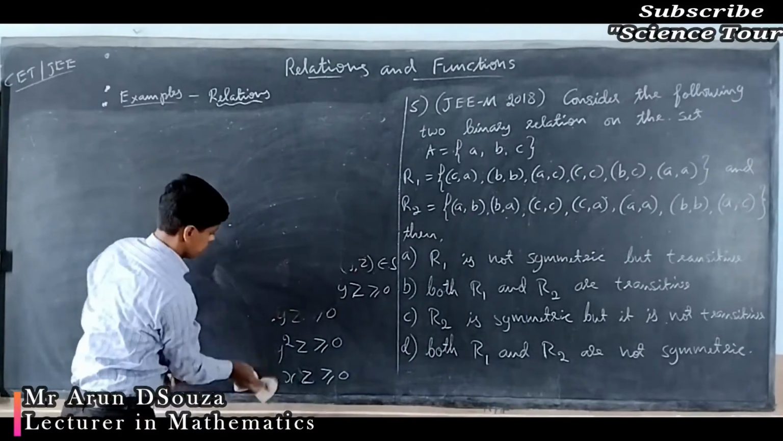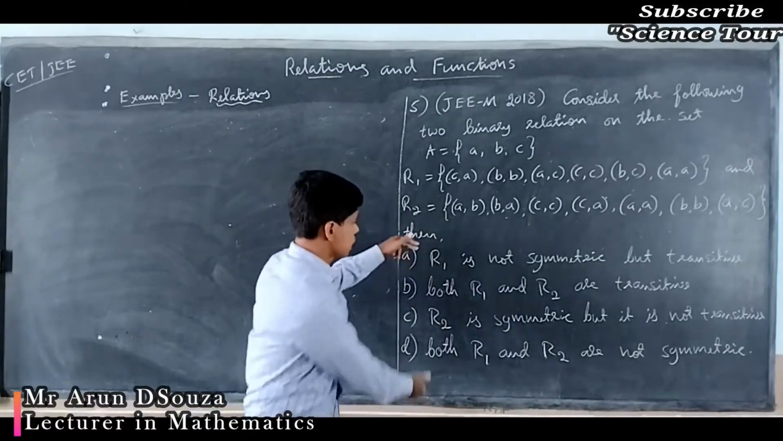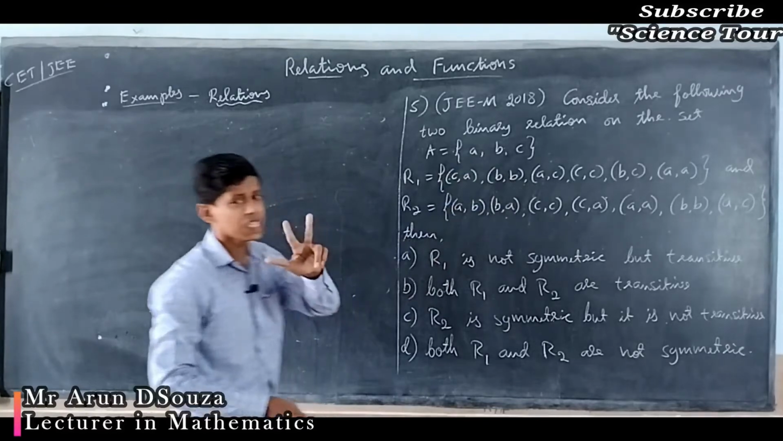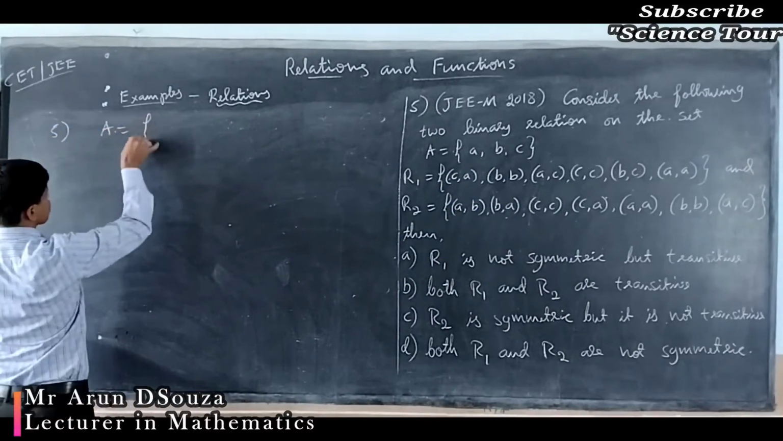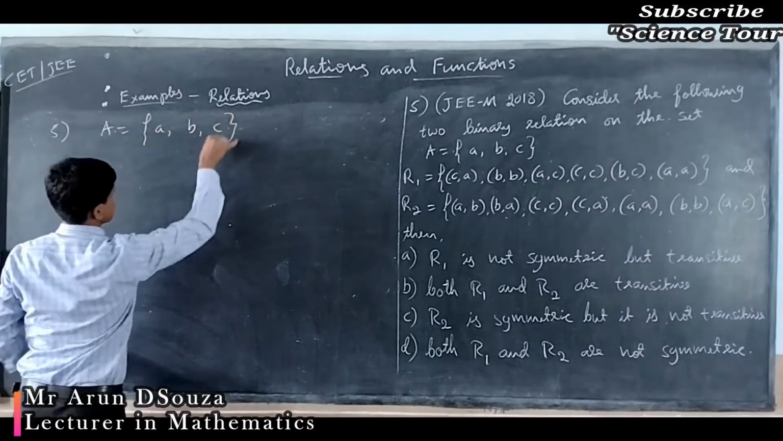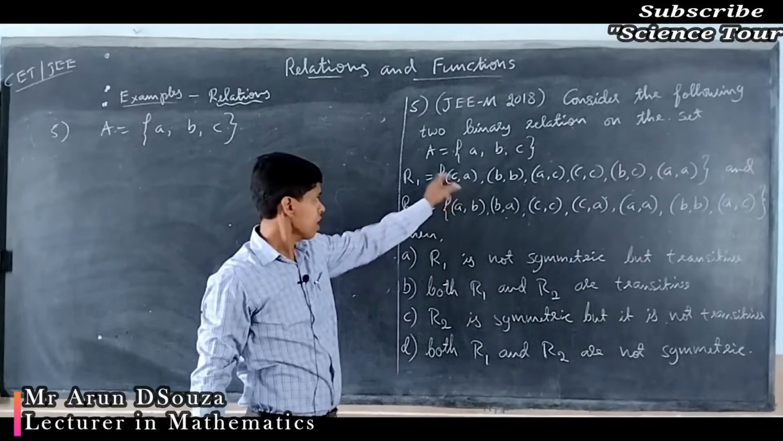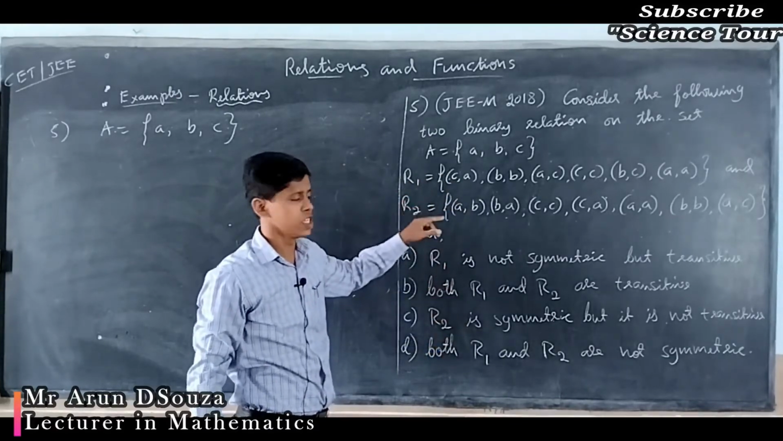it's a very simple thing. There's no big deal. Okay, so when you look at the options, they look very complicated, but it's very simple. You have only 3 elements in the set, so it is so easy to solve. So let's do it. See, what is given, (C, A), the first relation. There are 2 relations and all the options are based on those 2 relations.